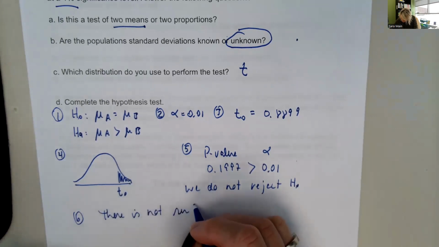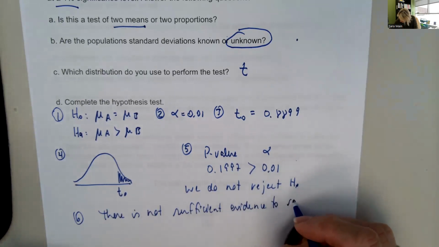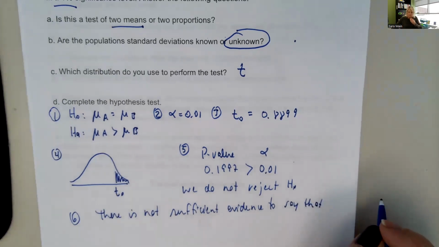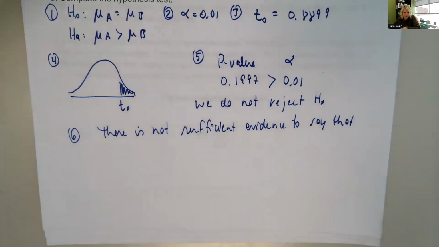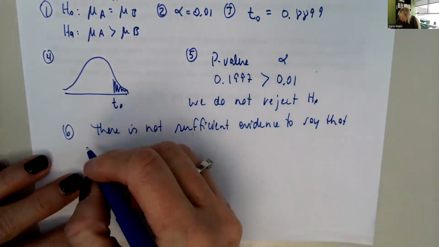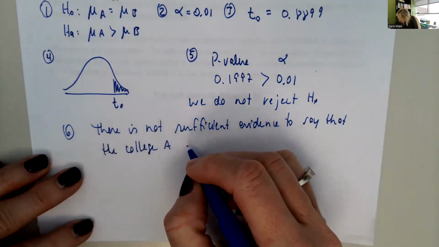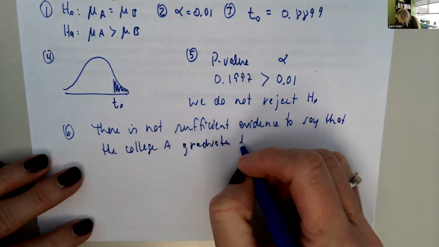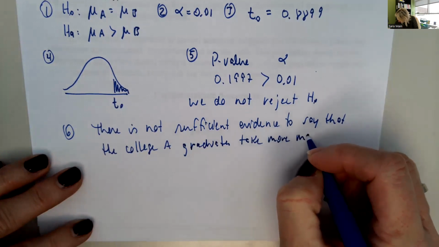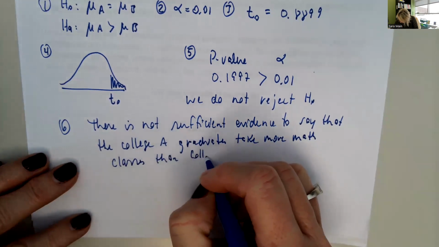So there is not sufficient evidence to say college A graduates take more math classes than college B.